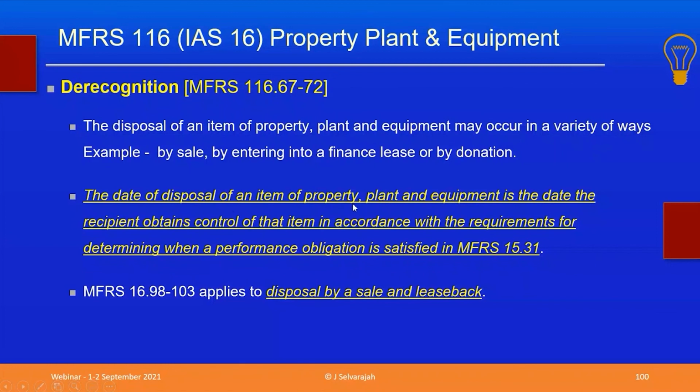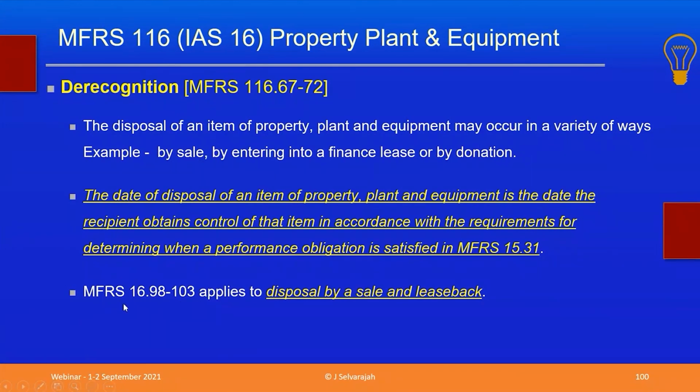Now, the date of disposal of PPE is the date the recipient obtains control of that item in accordance with the requirements of MFRS 15. The word control is important here. Now, control is a very complex word in MFRS 15. In different circumstances, it means a lot of things, so you have to really understand control. What is control? Because revenue can only pass to the seller when he has relinquished control of the asset. Ownership and all that is another thing, but control.